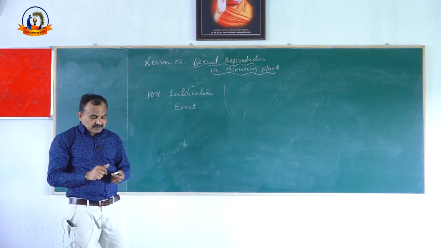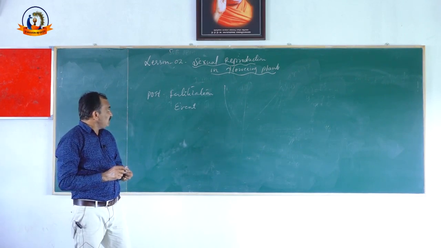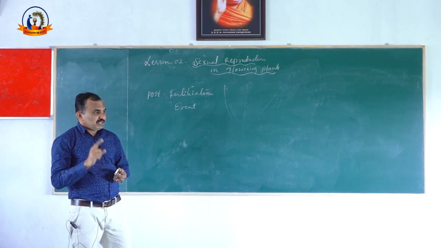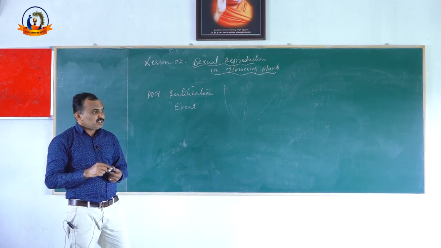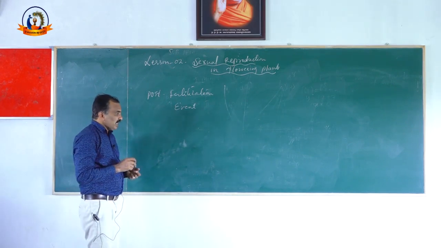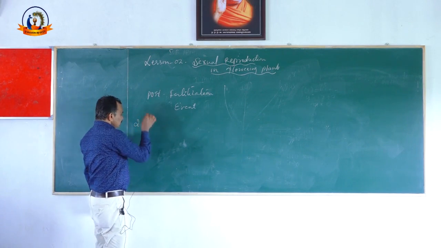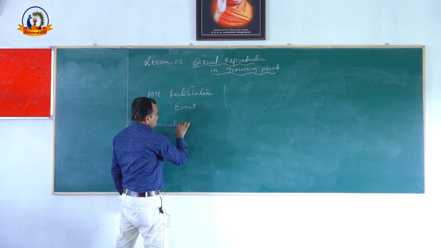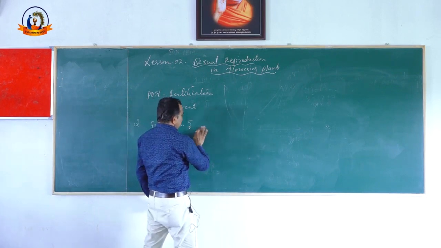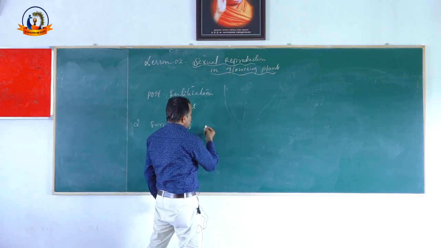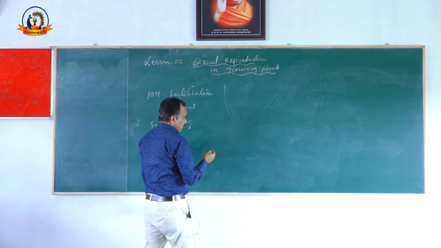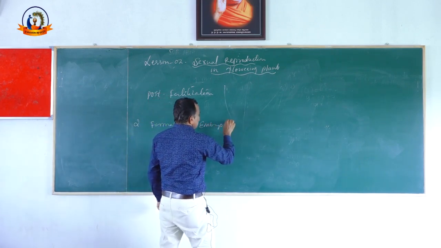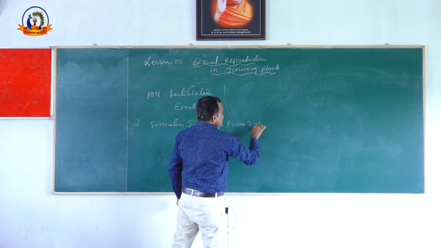Of the four types of post-fertilization events, we discussed the first concept, the formation of endosperm from PEN. Today, the second event is the formation of embryo from zygote.